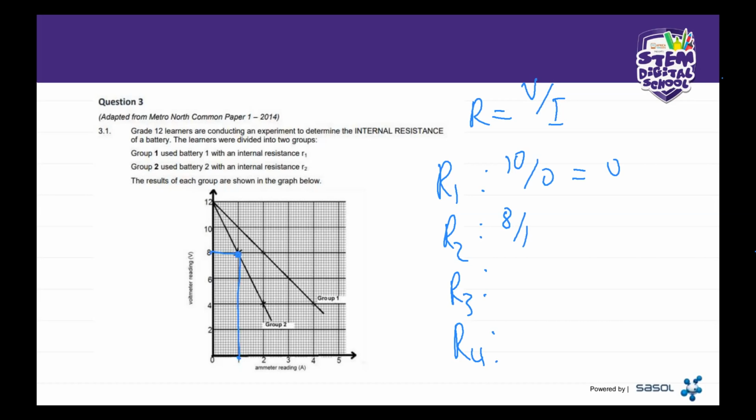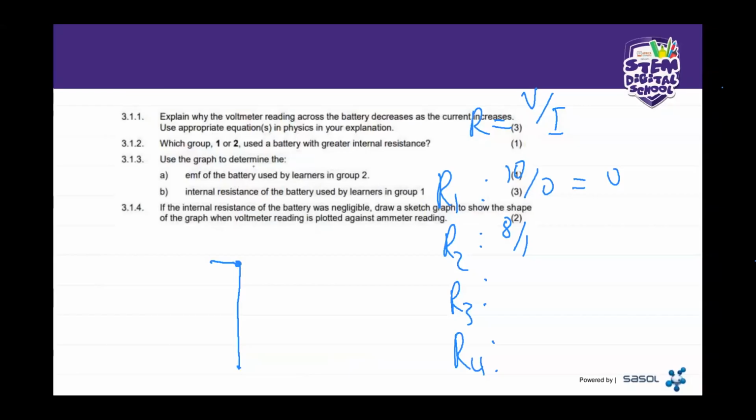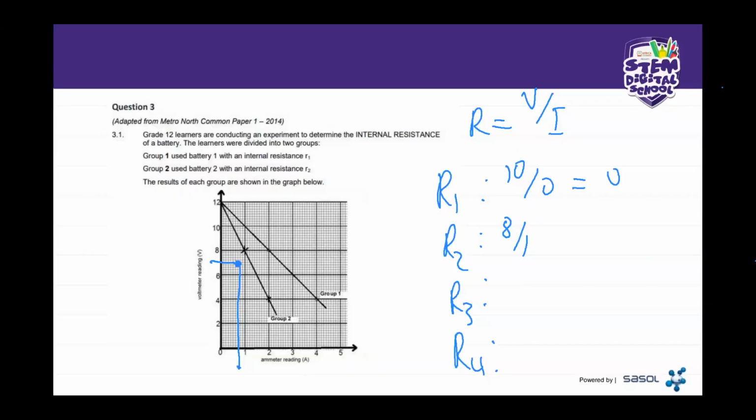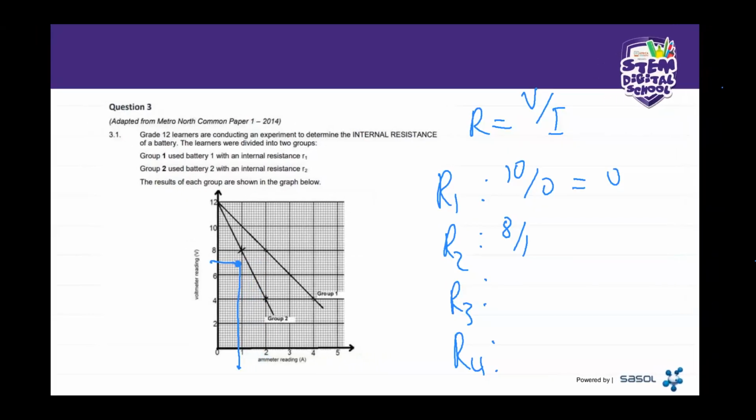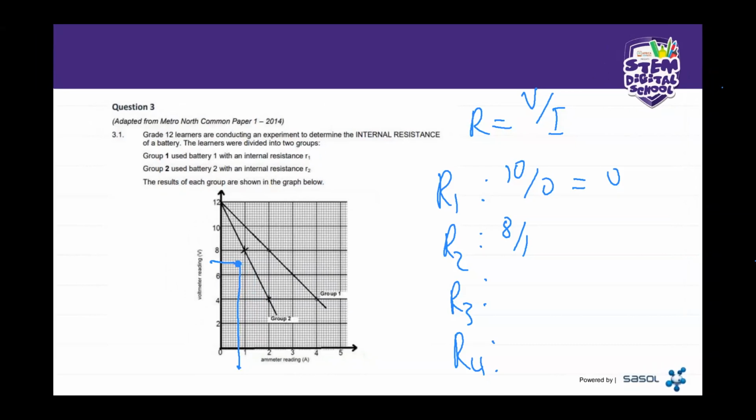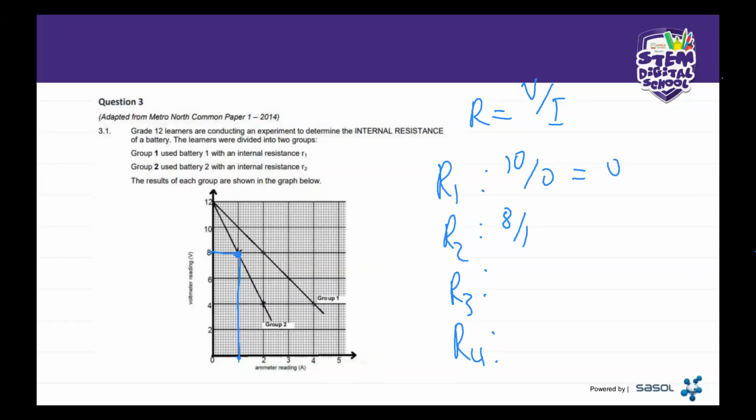Okay, let me see first which group we're working with. Used by learners in group 1. I'm still on the right path. Okay, and then we'll have also this one here, which is going to be 4 divided by 2. So this one's going to be 8 and this one is going to be 2. So basically this is how the gradients work, okay?